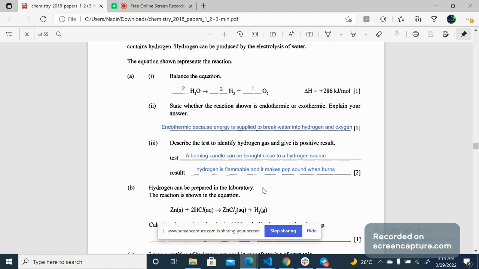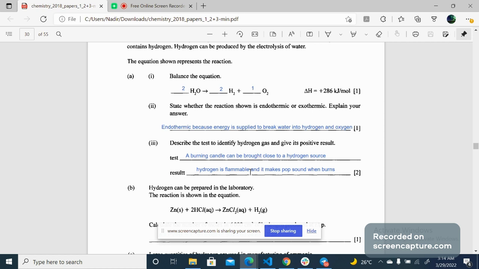We do the pop. This is called a pop test. Just put a flame near the source, and if we have some pop sound going on there, then we will be sure that there is hydrogen available there, which is getting burned from this flame. Okay, this is the test.